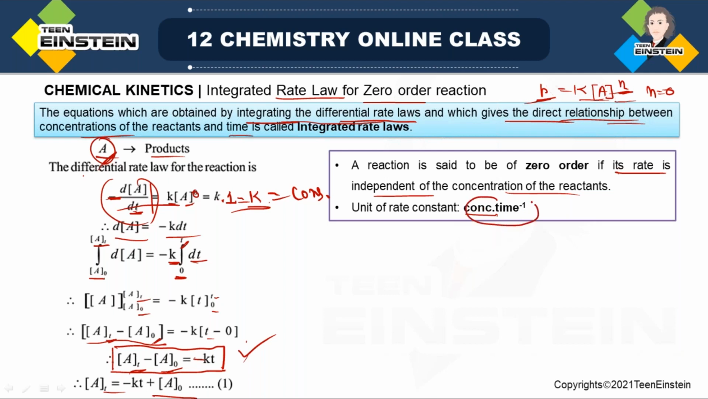So from the unit also you can understand, even if no other information is given, just look at the unit, and you will be able to understand that this is for zero order.